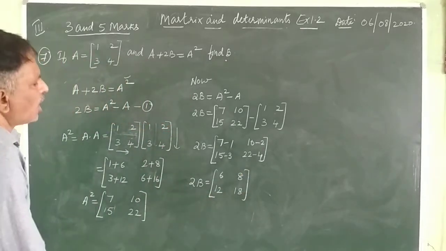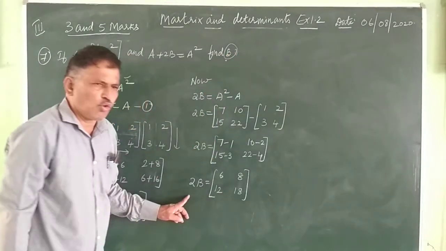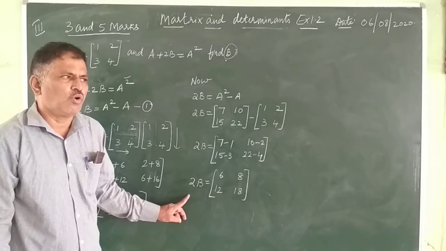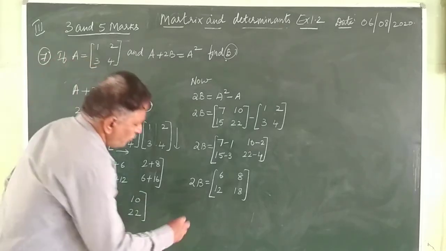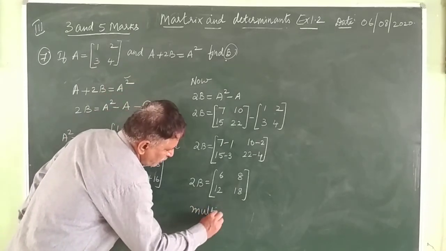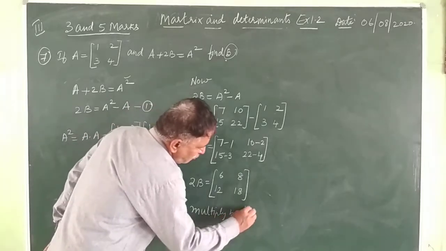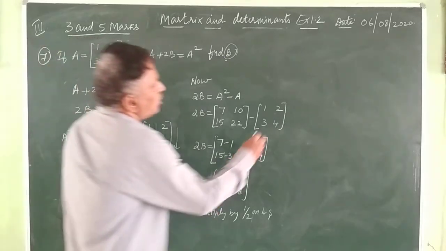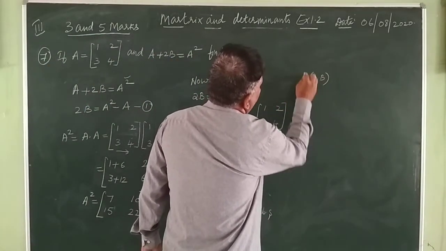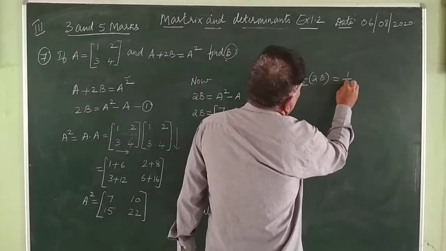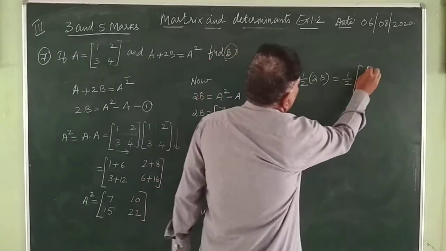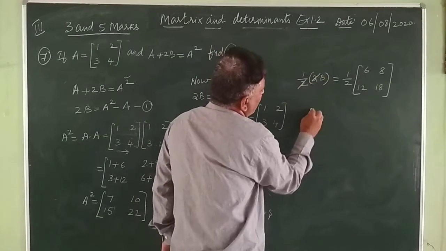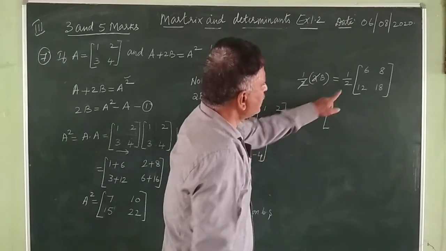But actually he has asked you to find B. I don't want 2B. That means I need to remove the 2. In order to remove the 2, either I have to divide by 2 or multiply by half on both sides. So 2 times B into 1 by 2 is equal to 1 by 2 into the matrix 6, 8, 12, 18. So these two will get cancelled, and I will get B.